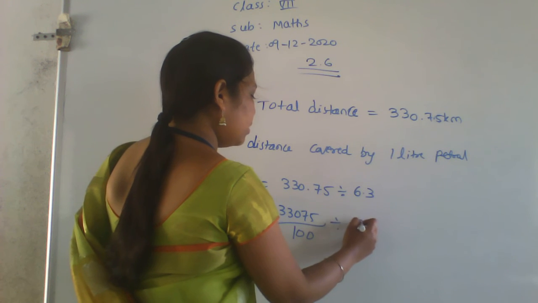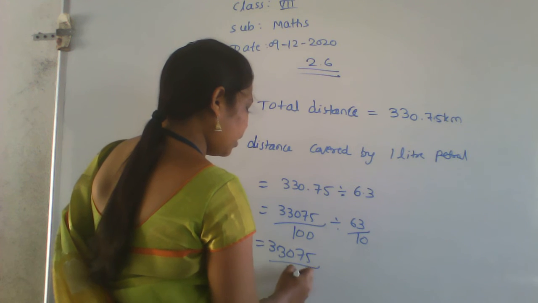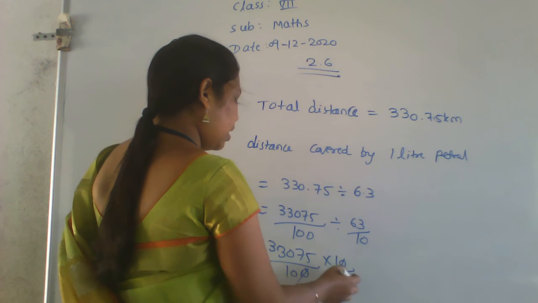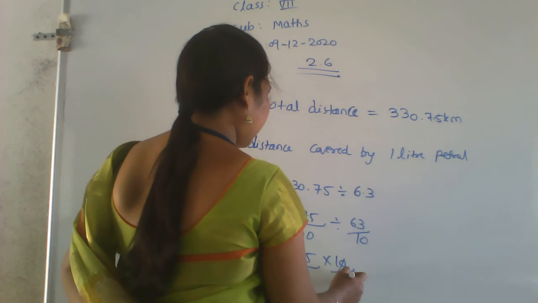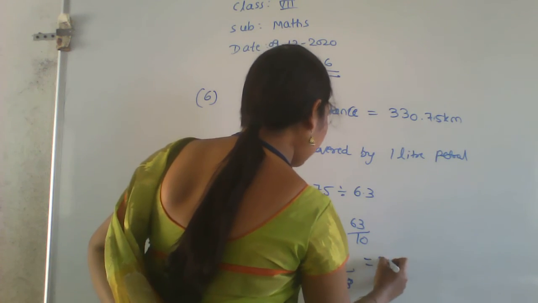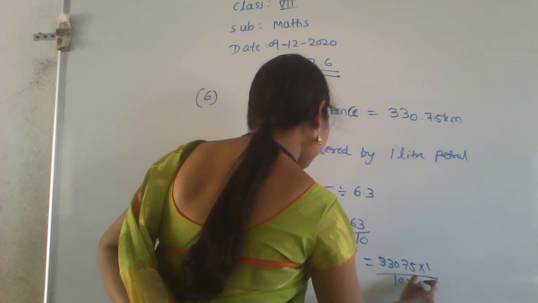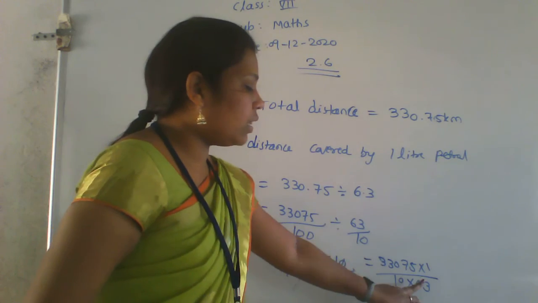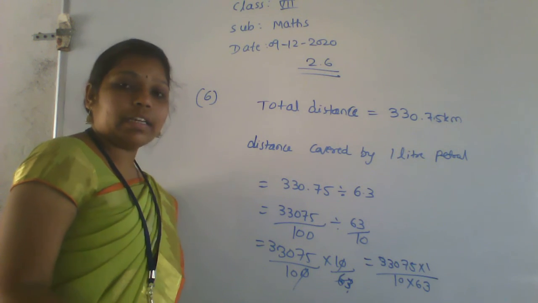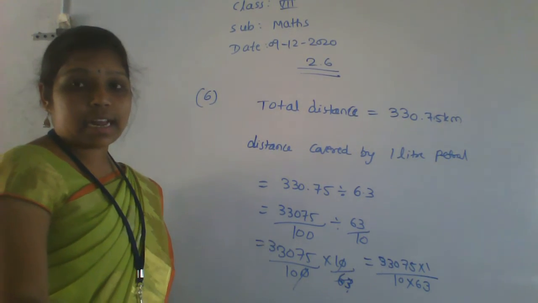330.75 divided by 100, divided by 63 divided by 10. It is nothing but 33075 by 100 into 10 by 63. The 0 gets cancelled here. Now do the division with the 63 here and write the answer. Do it yourself, I will not do it. First do the division with 63, then write the answer. You will get some value. That is the distance covered for 1 liter. That is the answer.